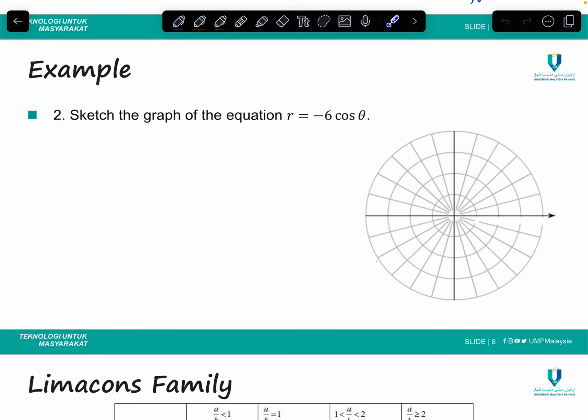Example 2. Sketch the graph of the equation r = -6 cos theta. So first you have to construct the table by putting some values of theta in this format. You can follow this set of values by increments of 30 degrees.